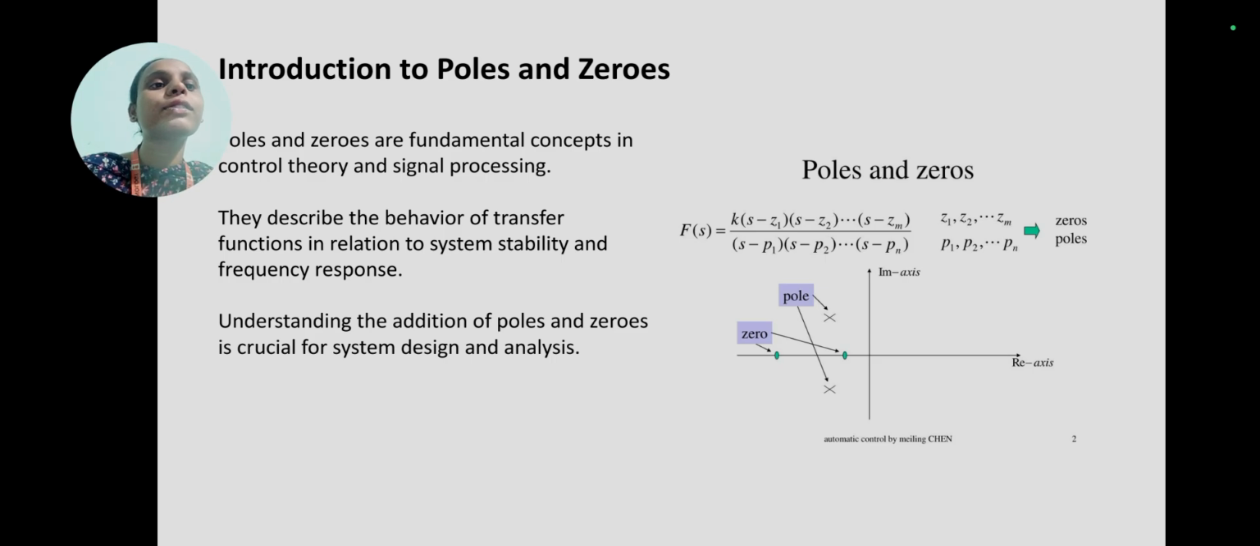Poles and zeros: F of s is equal to K into (s minus z1) into (s minus z2) and so on (s minus zm), divided by (s minus p1) into (s minus p2) and so on (s minus pn). Here z1, z2, zm are zeros and p1, p2, pn are poles.